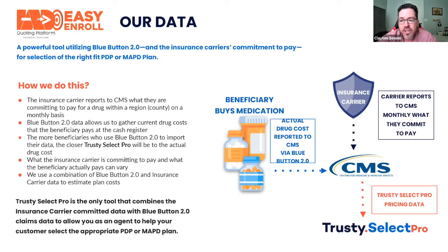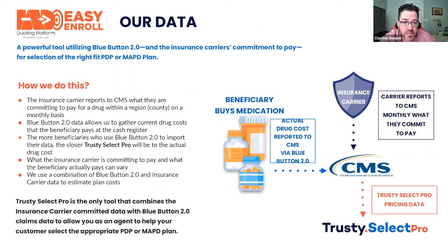So how we get our drug pricing is two ways, or not two ways, but it combines into one here. Over here we have the insurance carrier. Every month, they report to CMS what they're committing to pay for a specific drug in a specific region. And that region, as you know, is classified as a county. That's why it's so important that we have that county in there. Then as they put that into CMS, CMS will give us the actual drug costs reported to CMS via the blue button. So this is a really important component.